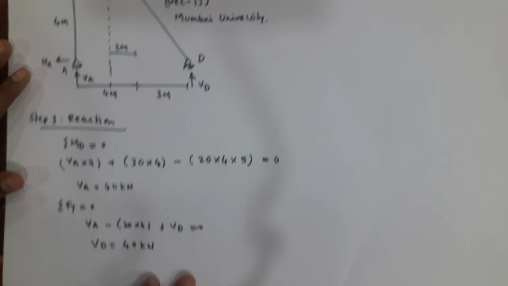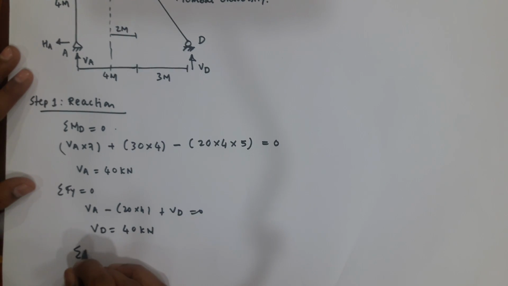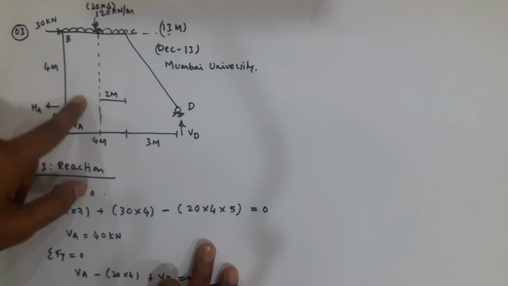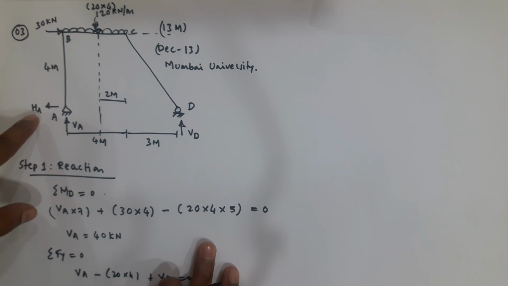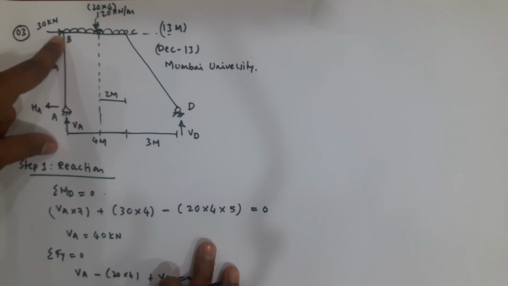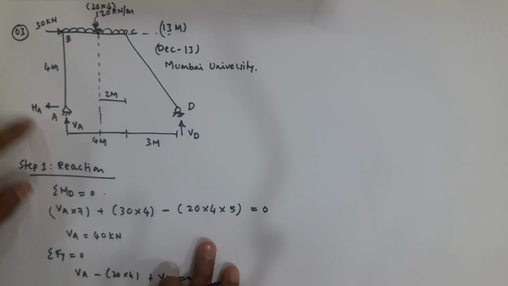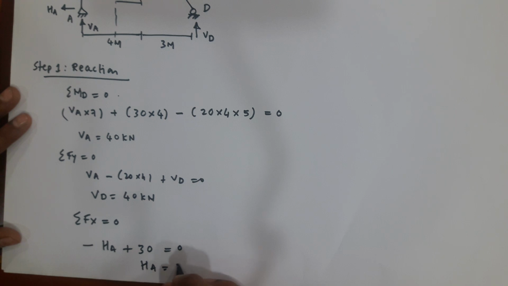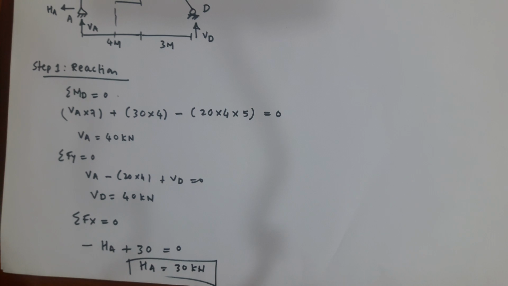In order to find this HA we have to use summation of Fx equal to 0. You take all the horizontal forces into consideration. You have only one horizontal force and one horizontal reaction. So minus HA plus 30 equal to 0. HA equal to 30 kilonewton. Okay, so in this way we need to find the reactions offered by the supports.